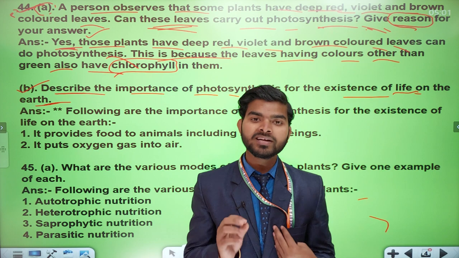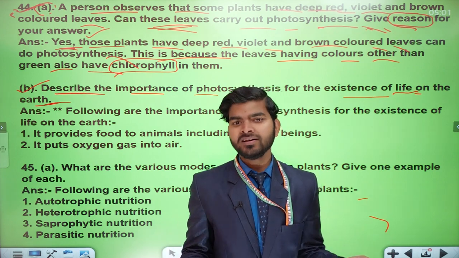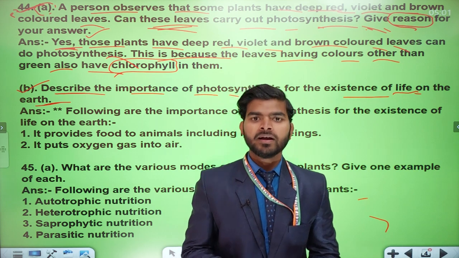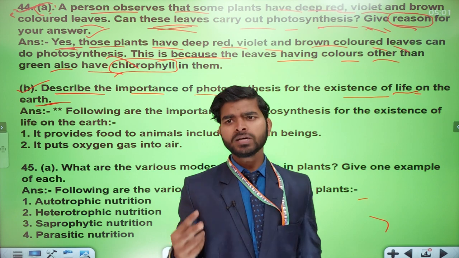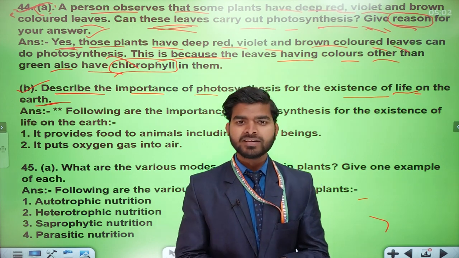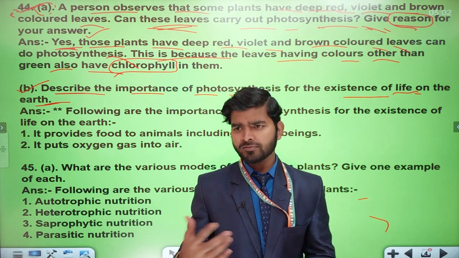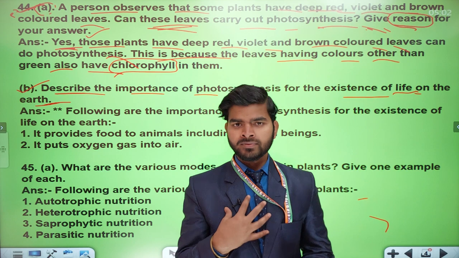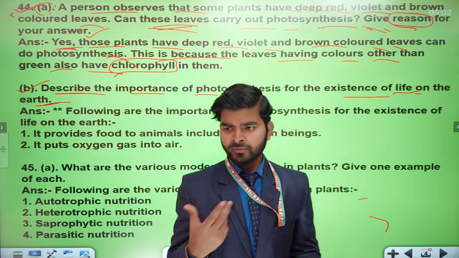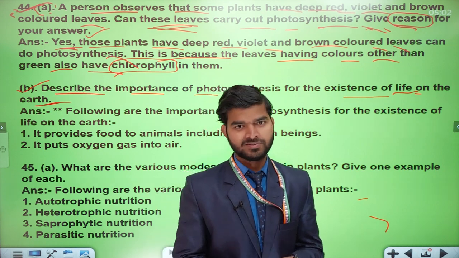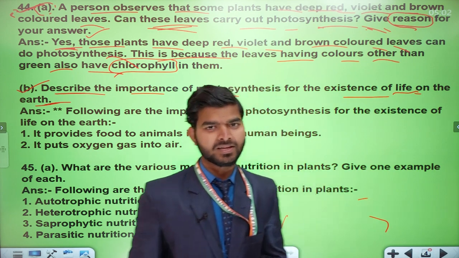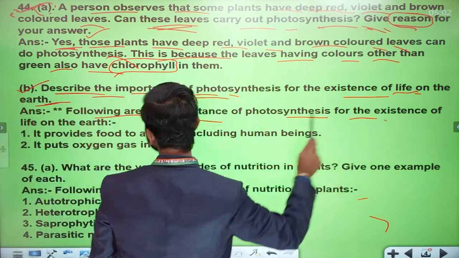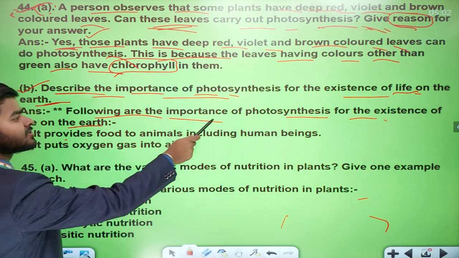If photosynthesis is not done by the plants, then we will die one day, because we don't get food, because we are getting different amounts of food only through the plants. Obviously, yes, this is the fact. And the second point is that we are getting oxygen from the air, but how? Actually, plants take carbon dioxide from the air, and then they release oxygen into the air, and that oxygen is absorbed by us. So in this way, we get oxygen for the survival of our life on this earth with the help of plants also. And plants play an important role. Obviously, yes. Okay, clear? This answer I have written here: describe the importance of photosynthesis for the existence of life on the earth. The first one is that photosynthesis is done by the plants.